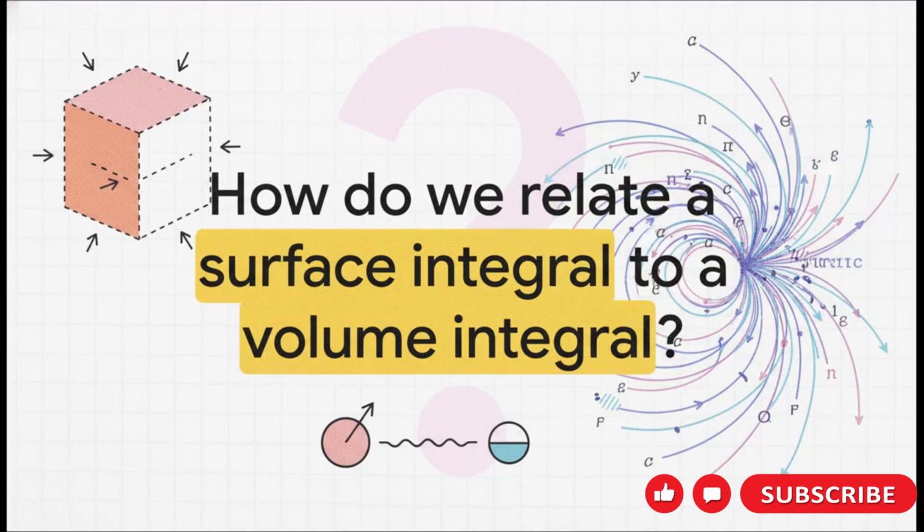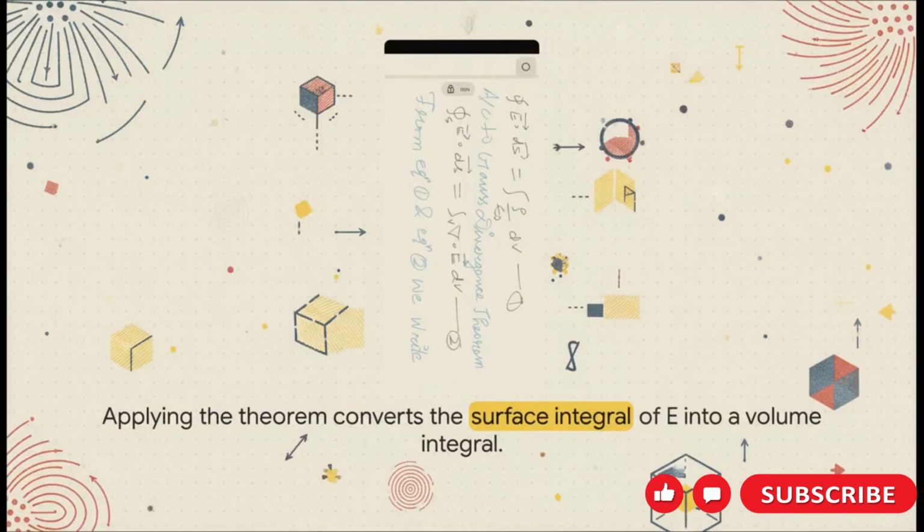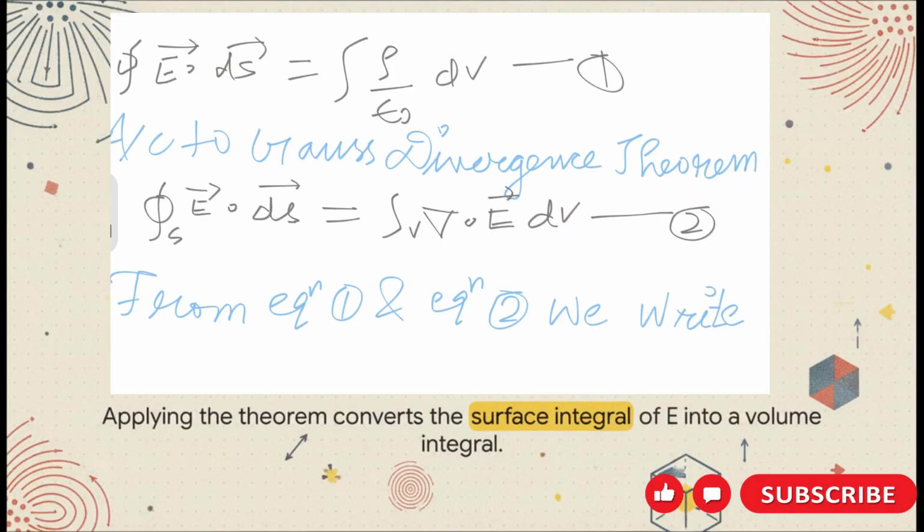So how do we get these two different integrals to speak the same language? We need a bridge. That bridge is the divergence theorem. It's the key to connecting flux with what's inside the volume. And just like that, we've used the theorem to turn that surface integral into a volume integral.